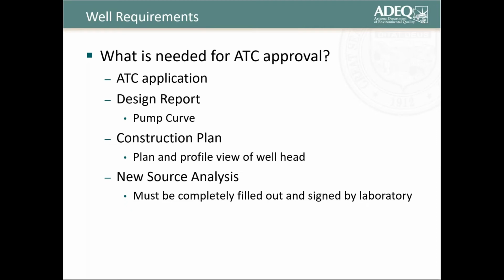Some common deficiencies here are just missing that analysis of the pump curve. The construction plan did not include that plan or profile view, or is missing some component details on the well. Some typical ones are usually those shutoff valves, pressure relief valves, or flow meters. And then the new source analysis is incomplete, or it is more than a year old from the original sample date. When that does occur, we do require resampling of total coliform, nitrate, and nitrite to be submitted.